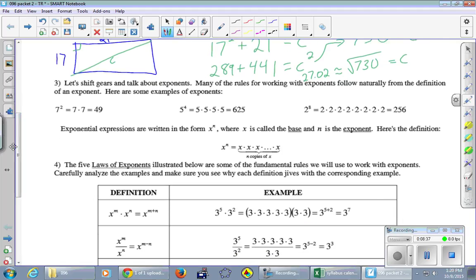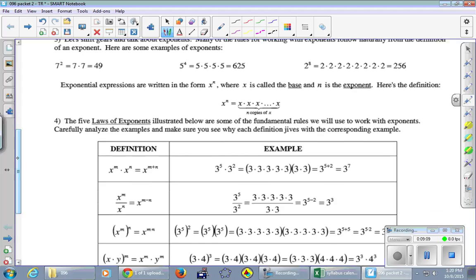Number 3, let's shift gears and talk about exponents. Many of the rules for working with exponents follow naturally from the definition of an exponent. Here are some examples. Okay, 7 squared. We all know that means 7 times 7. I'm not super interested in the fact that it's 49, just that 7 squared means 7 times 7. 5 to the 4th really means 5 times 5 times 5 times 5. Easy peasy. 2 to the 8th means you multiply 2 times 2 times 2, 8 of them all together. Good? Everybody has seen exponents before.